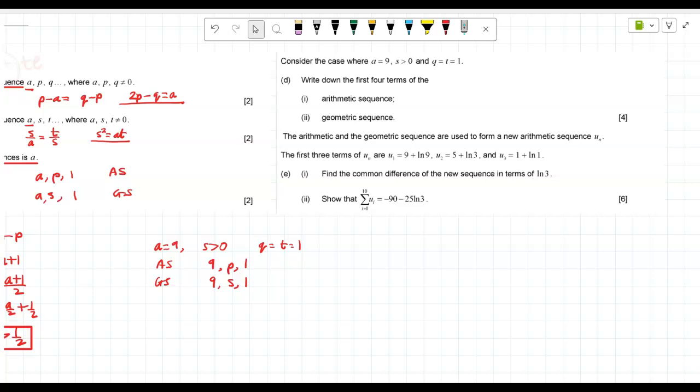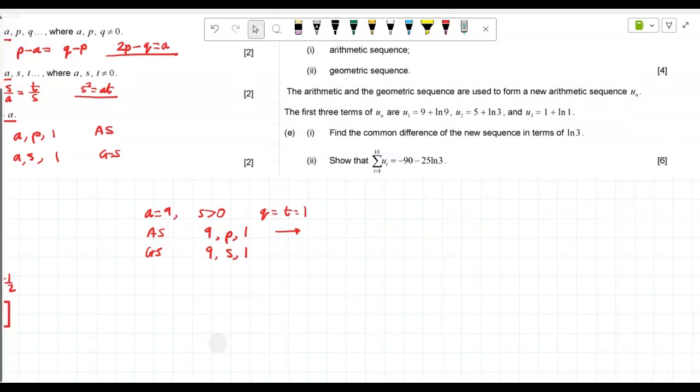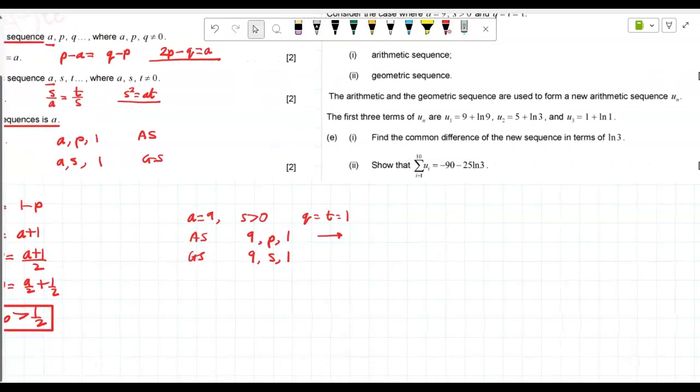So can you first find out P? Because it's arithmetic, you just plug in A into your original equation. So you already got this equation here: 2P is equal to Q plus A, and Q is 1 and A is 9, correct? So P is equal to 5. So you have 9, 5, 1.